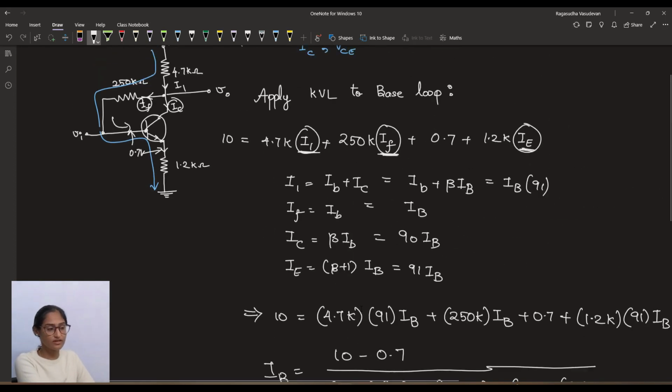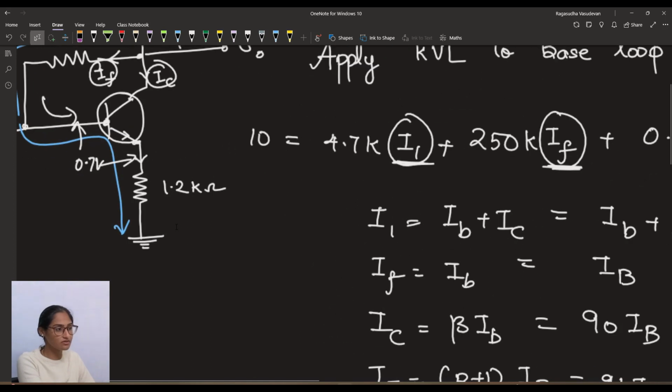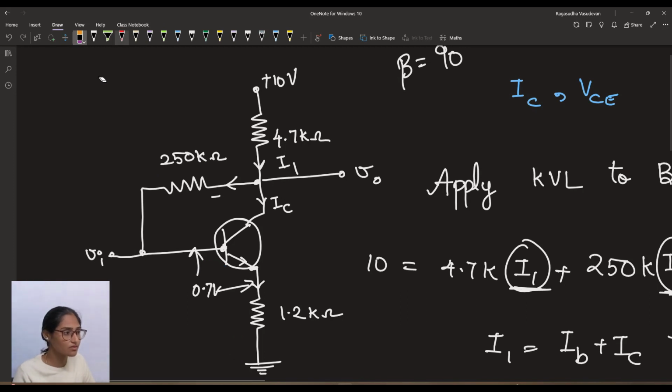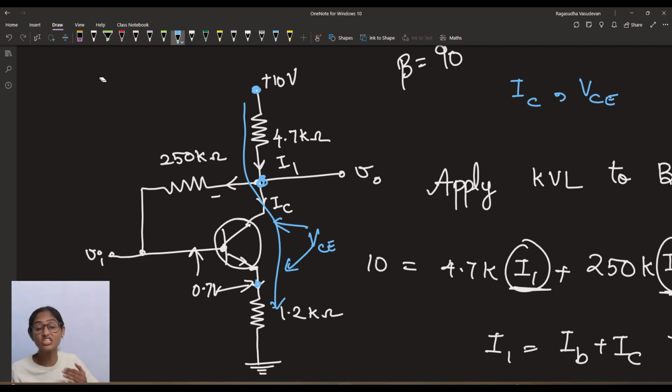Okay, so now I have found out the value of IB, and similarly we can apply Kirchhoff's voltage law to the collector loop also. I'll erase these lines and stuff. When we apply Kirchhoff's voltage law to this loop, we have to consider the voltage across the 4.7 kilo ohm and the voltage between the collector and the emitter. This VCE plays an important role in deciding in which region the transistor operates. The VCE should ensure that the collector emitter junction is reverse biased in case of common emitter. So VCE plays an important role to know in which mode of operation the transistor is in.